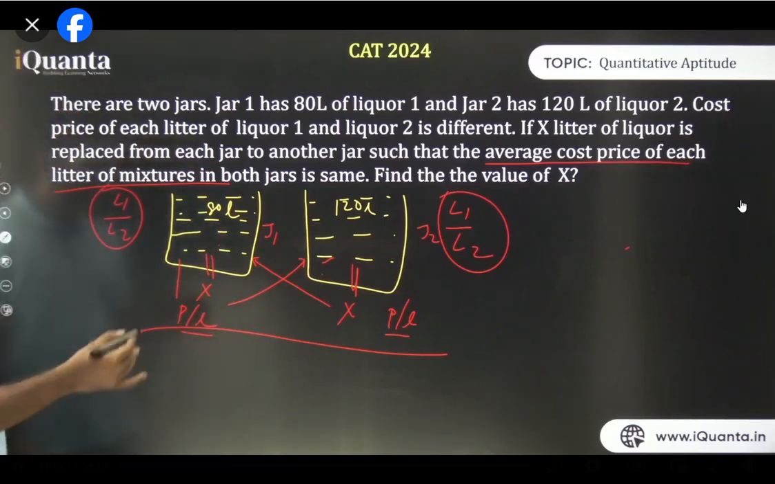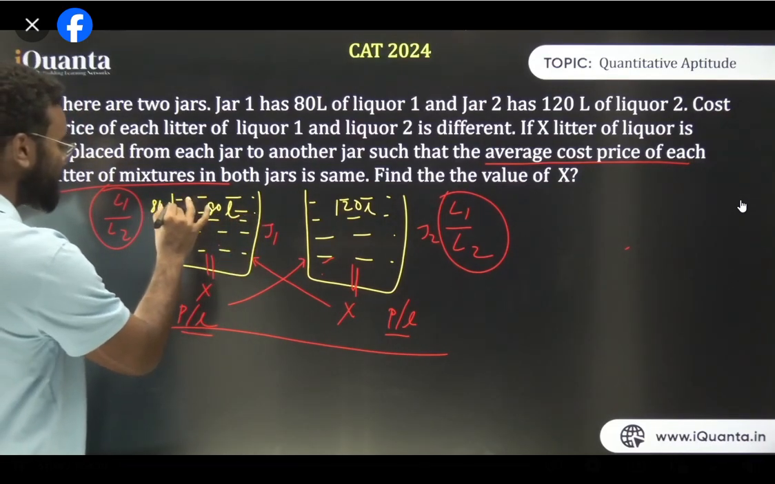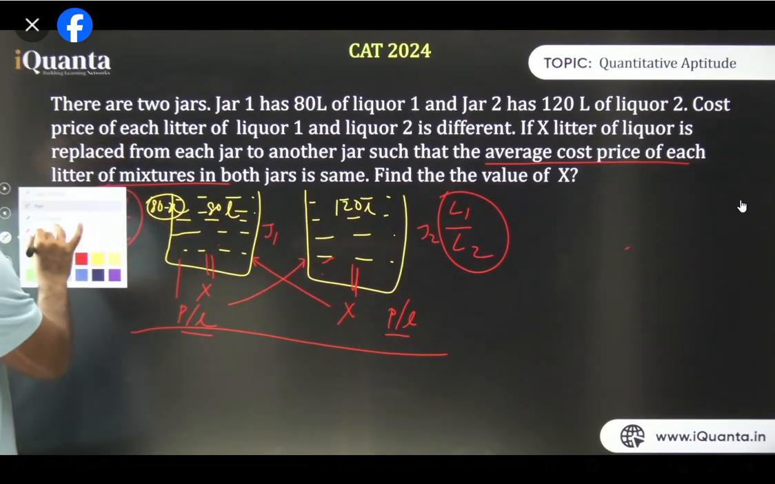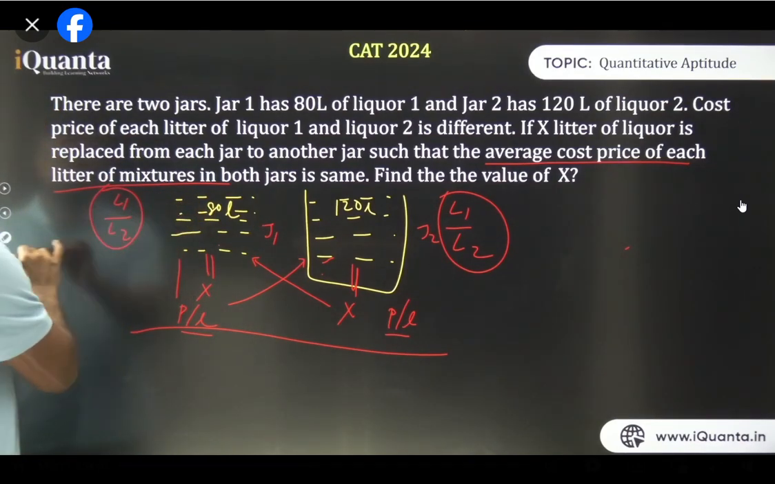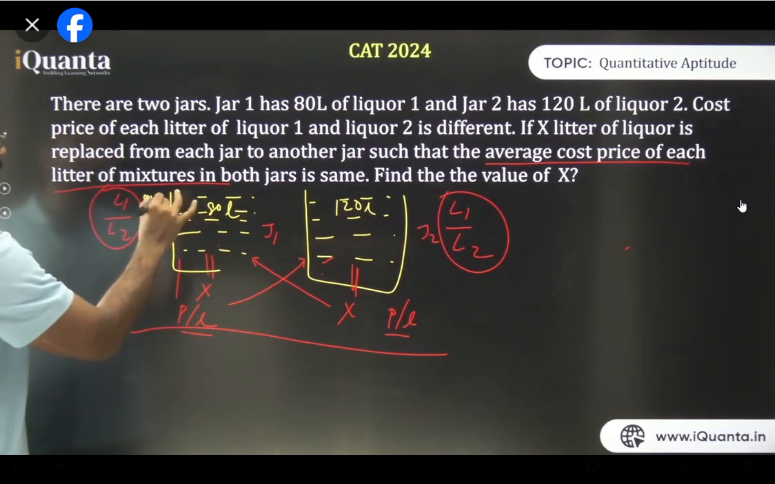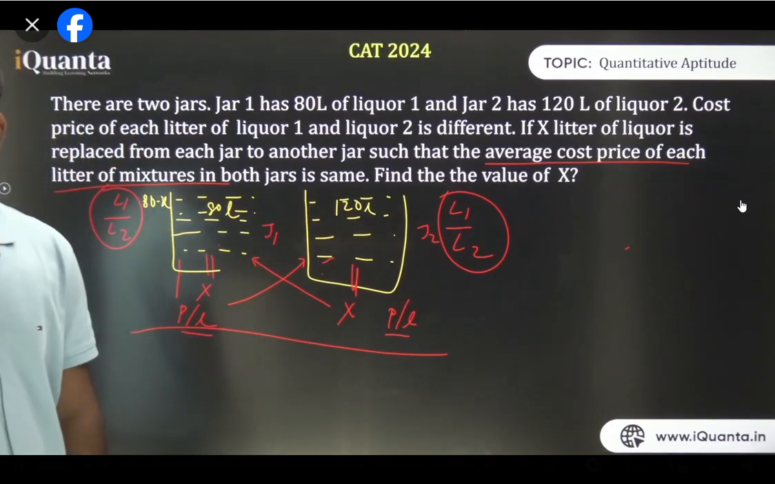So whenever I'm removing x liters, initially this is 80 minus x. 80 minus x will be liquor 1. Yes or no? In jar 1, 80 minus x will be liquor 1. So in jar 1, what is the amount of liquor 1? That is 80 minus x. Is it clear? 80 minus x, jar 1, that is the liquor 1, perfect.